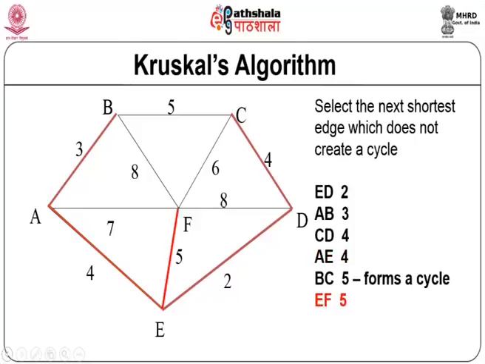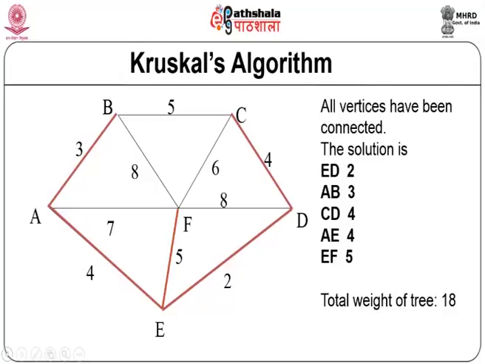So, BC forms a cycle. So, ignore it, then you have EF. Now, the next one is 6. So, you have CF 6, it forms a cycle. So, you cannot have that. Then AF 7 also forms a cycle, you cannot have that. So, EF is 5.